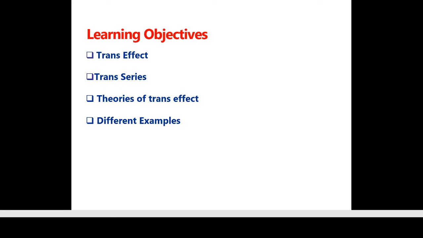After that, we have to see different examples based on trans effect, or based on polarization power or pi bonding power of ligands. After that, last is applications of trans effect. These are the learning objectives for substitution in square planar complexes. Okay. This chapter is very simple. We have to see trans effect, trans series, theories of trans effect, different examples of trans effect and applications of trans effect. Okay student, so let's see what is meant by trans effect.